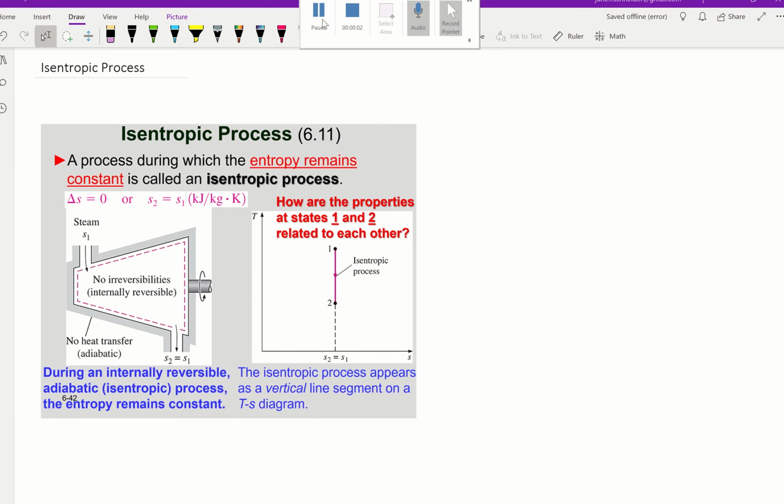Hello, in this video we will discuss the isentropic process. Isentropic: iso means the same, and entropy is S, right? So S1 is going to be equal to S2. They are constant. So that's going to be called an isentropic process.